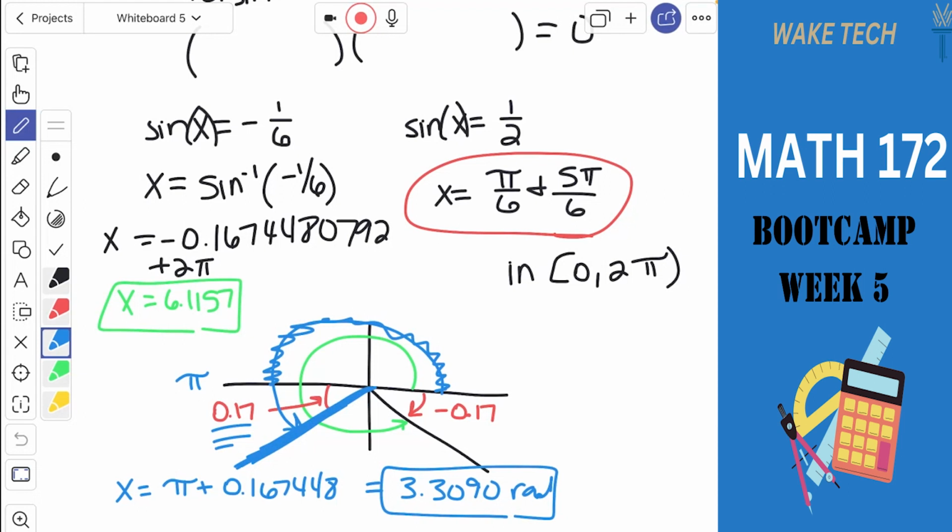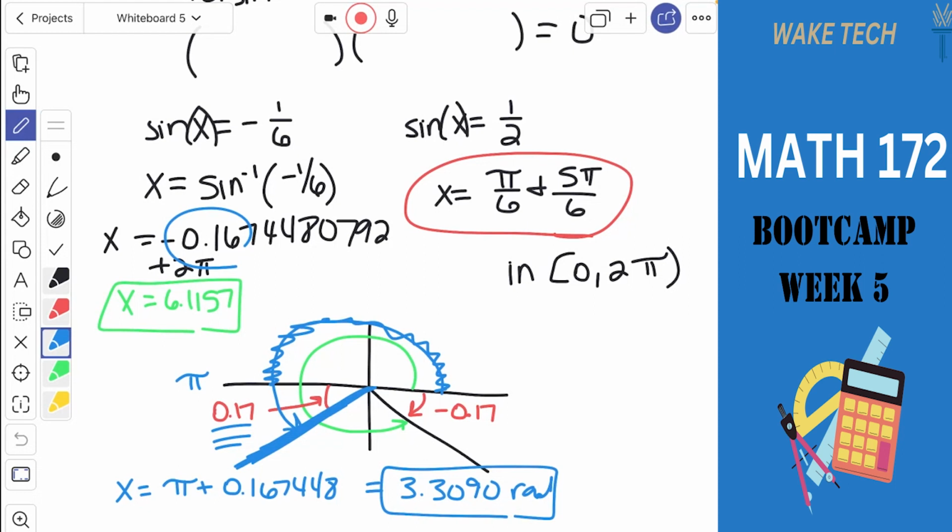So where did the 0.17 come from again? I rounded the 0.16. I didn't want to write all of those decimal values. So we don't keep the negative in there? No, we're not using the negative at all. We're using the reference angle. Reference angles are always positive acute angles.